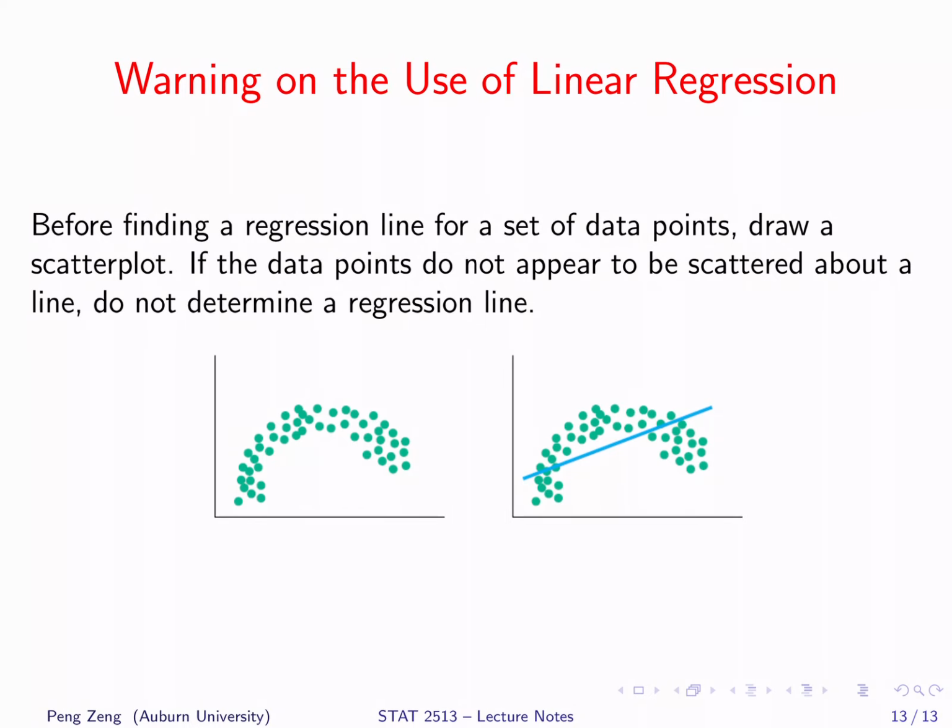Before finding a regression line for a set of data points, draw a scatter plot. If the data points do not appear to be scattered around a line, do not determine a regression line. As demonstrated in the plot, the points have a curvature pattern. It is misleading if we use a regression equation. Additionally, drawing a scatter plot also helps us find outliers.